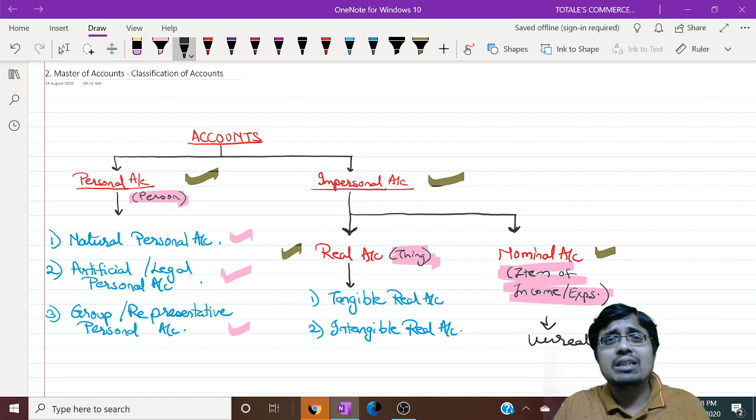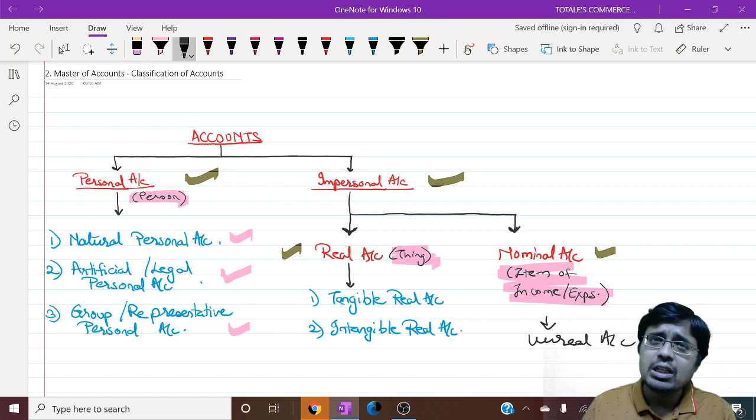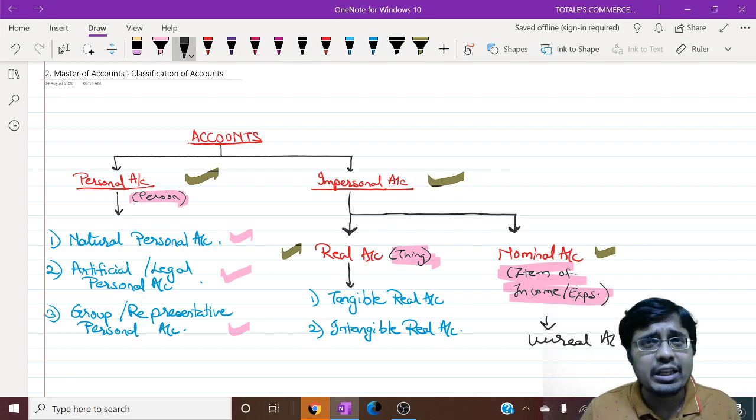Okay, now the next is the real account. Real account has two subtypes: tangible and intangible. Tangible are those which you can see, feel and touch, and intangible are those things which you cannot see, feel or touch. And nominal deals with incomes and expenses of various types.